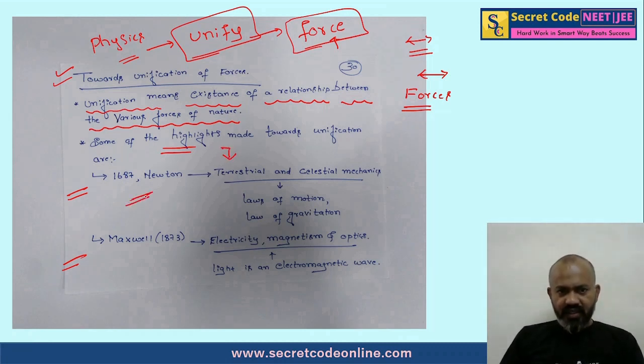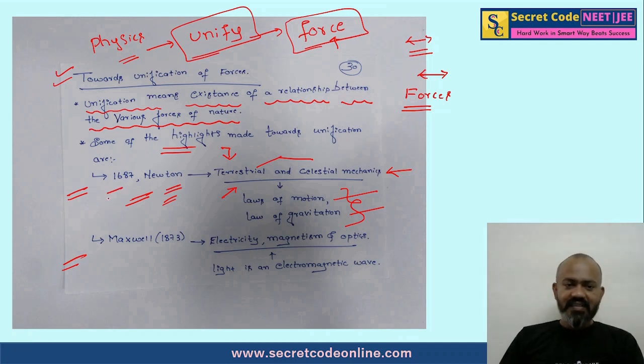The first one is scientist Newton. He was very successful in unifying terrestrial and celestial mechanics. According to Newton, the same law of motion and the same law of gravitation apply to both terrestrial and celestial bodies. That unification was made by Newton in the year 1687.